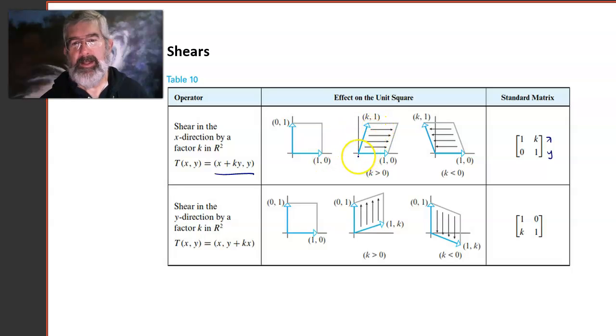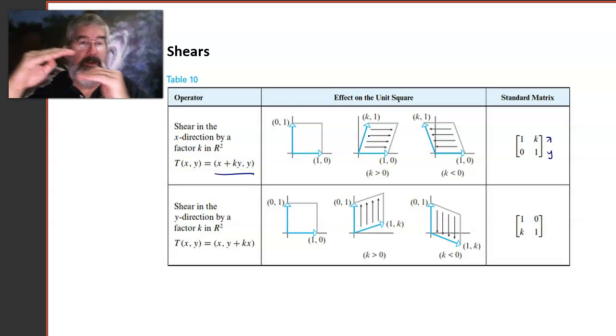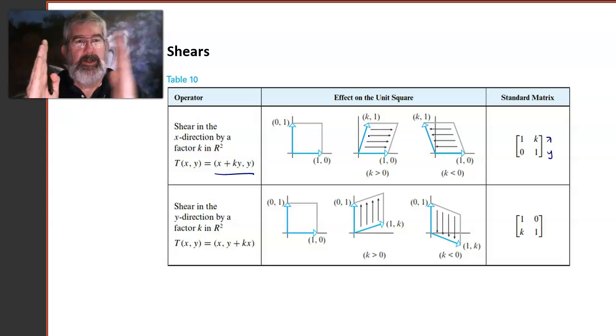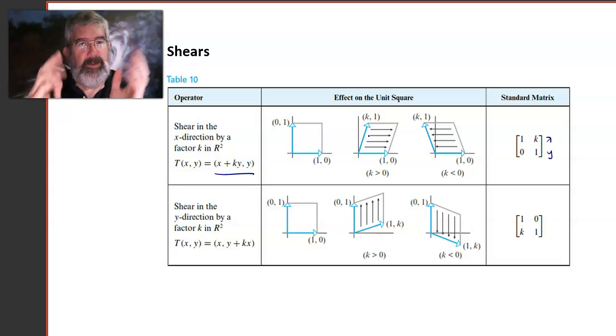It still has the same height. This was height 1, this is height 1, but now it's got some non-right angles in it. Now, this distinguishes k being positive or k being negative, so you're either tilting it one way or the other. Each layer is being shifted over more. With expansions, everything got stretched. Here, things are getting tilted.